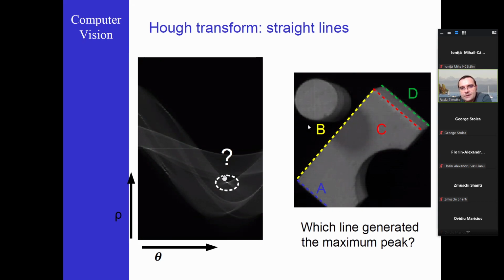So it's very likely that the maximum peak will be provided by the largest number of edge points that are agreeing on the same edge, on the same straight line. So B is the correct answer here. That is very likely to have cast the highest or the maximum peak in the left image.